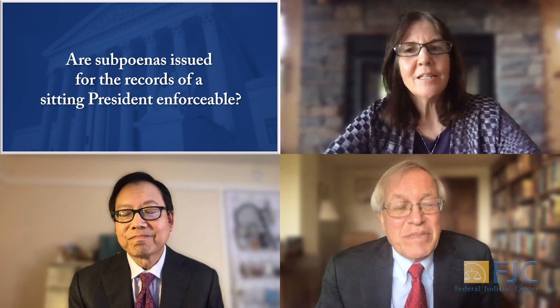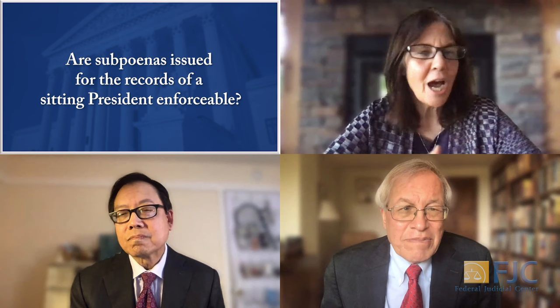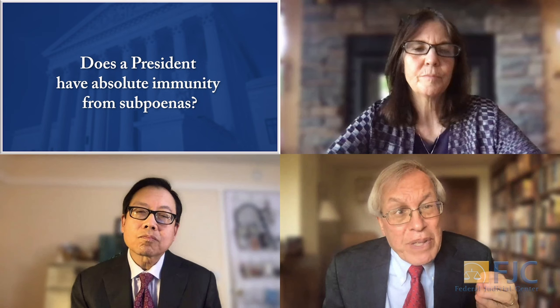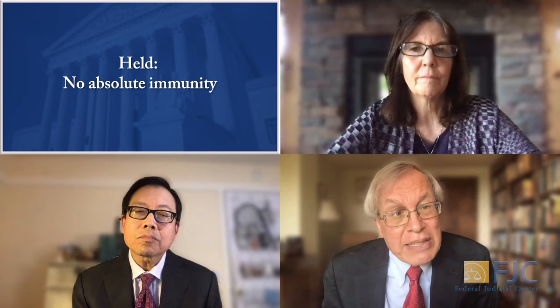So, Erwin, the subpoena cases both involve, as I said, the power to subpoena the personal records of a sitting president, but different purposes are at play and different sovereigns are involved. Is there a common theme of these cases? Yes. In both cases, President Trump claimed that a president is protected by absolute immunity, and there cannot be a subpoena of his financial records directed at anyone, not his accountant, not his bank, not him. And in both cases, the Supreme Court rejected this claim of absolute immunity.